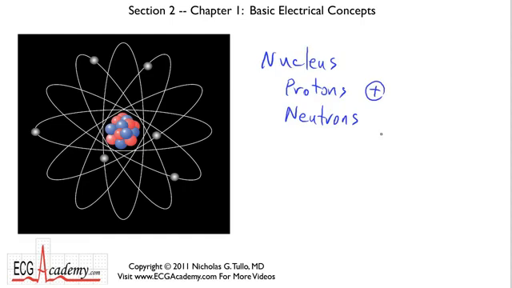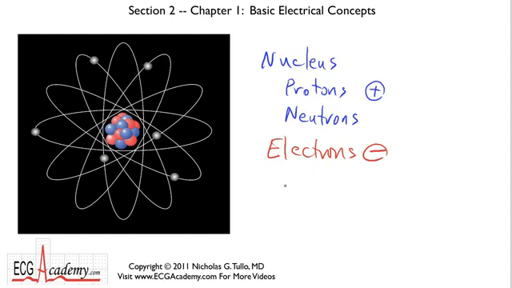Now, aside from the nucleus, there are these other particles that are flying around like moons around a planet, and these are known as electrons. The electrons are negatively charged, and they're flying around at different distances from the nucleus.